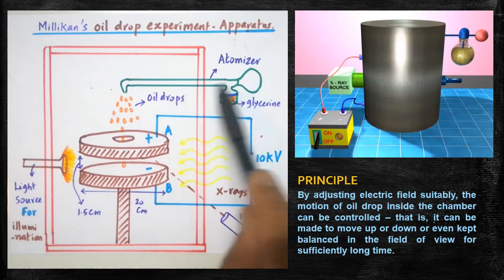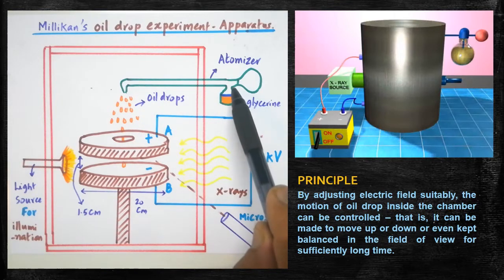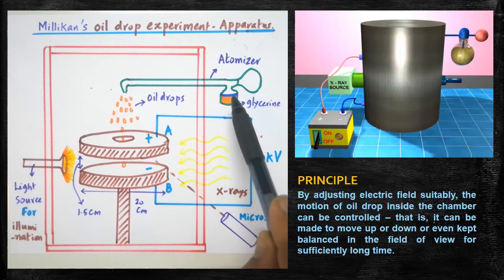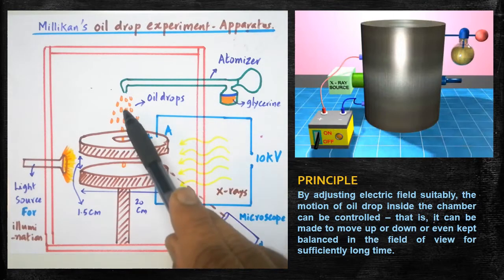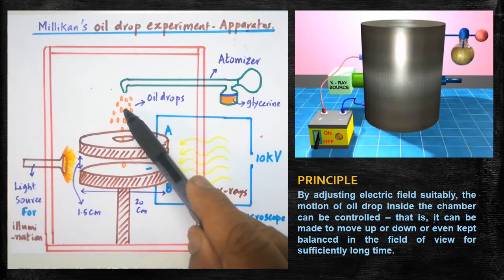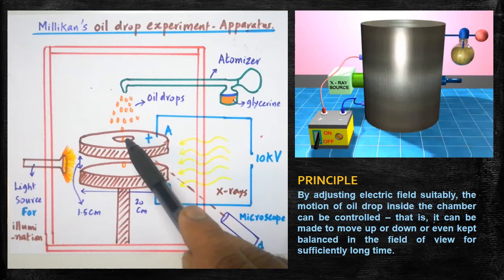And here this portion is called the atomizer. Glycerin oil can be sprayed with the help of the atomizer. Glycerin is a kind of highly viscous, non-volatile liquid. You can choose any such liquid, but here specifically glycerin is used. The sprayed glycerin oil drops will fall downwards, descending and passing through the hole.